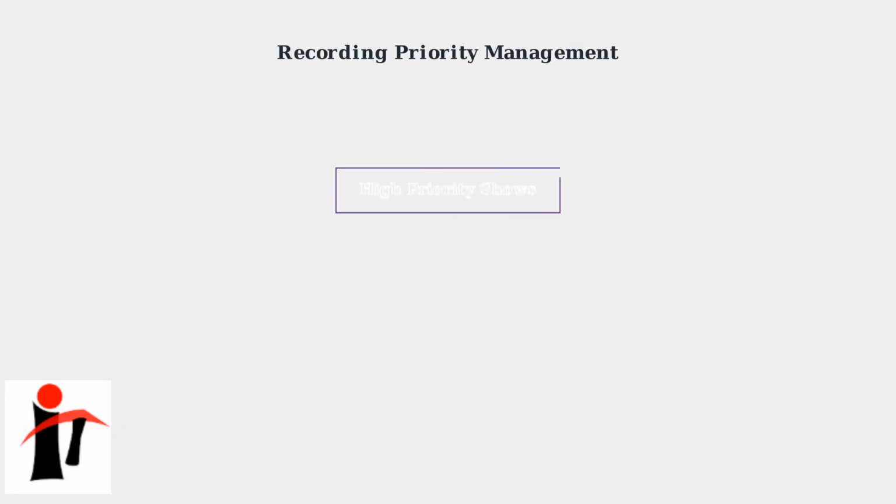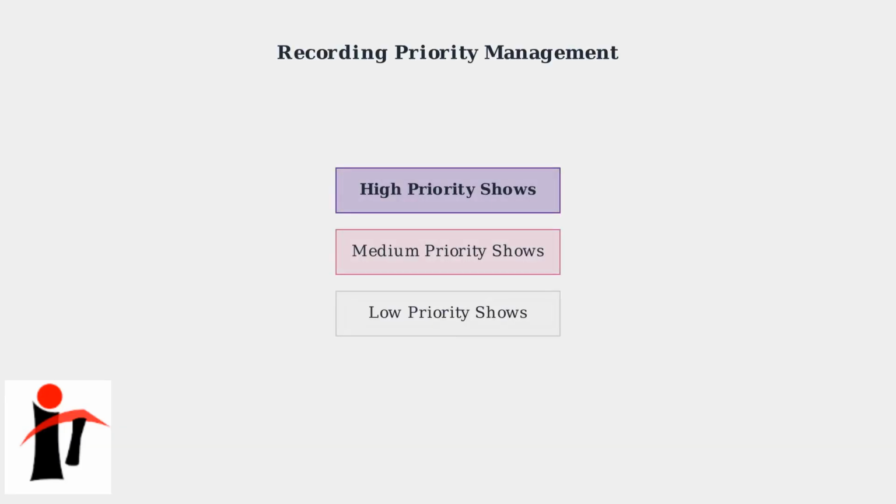Recording priority management is crucial when you have multiple series recordings. Set your most important shows to the highest priority to avoid conflicts. Organize your recordings into priority levels. High priority shows will always record first. Medium priority shows record when tuners are available, and low priority shows only record if no conflicts exist.